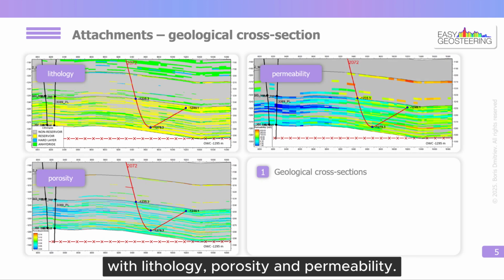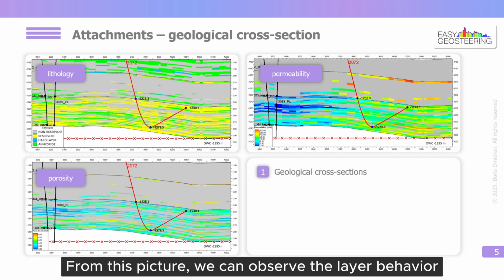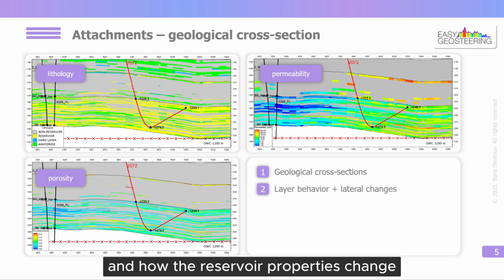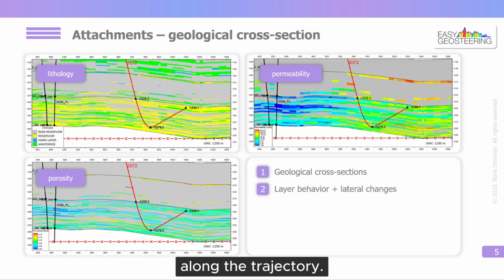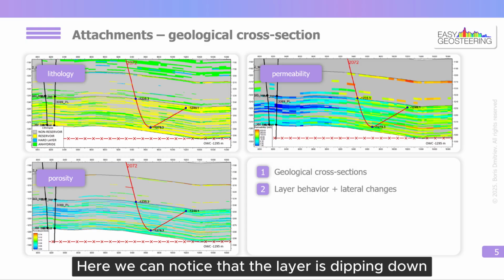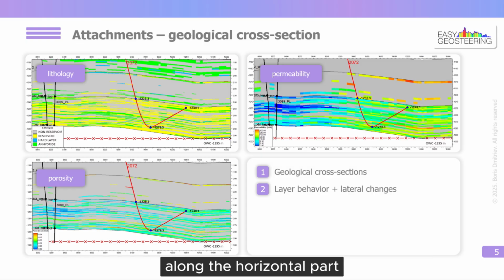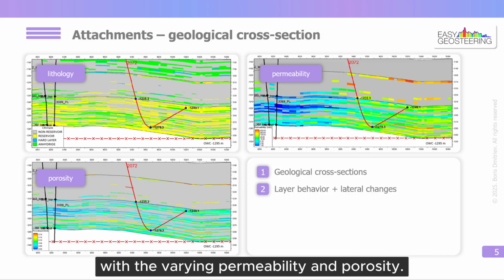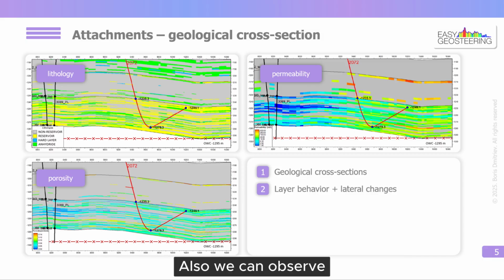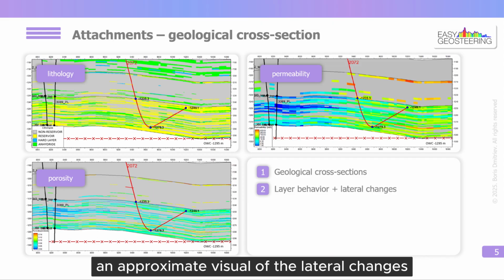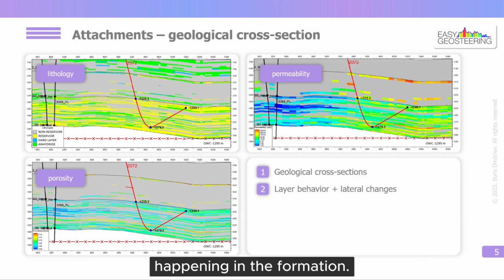The next attachment are geological cross-sections with lithology, porosity, and permeability. From this picture, we can observe the layer behavior and how the reservoir properties change along the trajectory. Here we can notice that the layer is deepened down along the horizontal part and has lots of sublayers with varying permeability and porosity. Also, we can observe an approximate visual of the lateral changes happening in the formation.